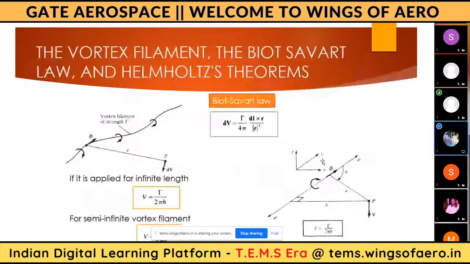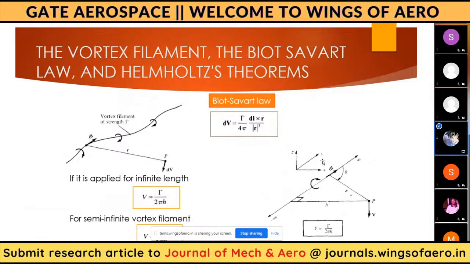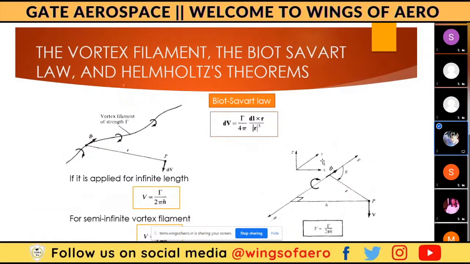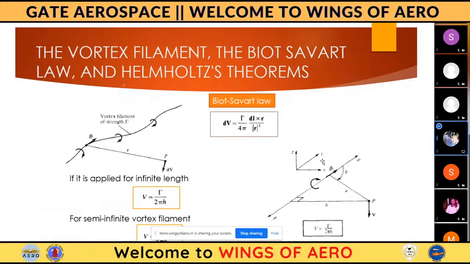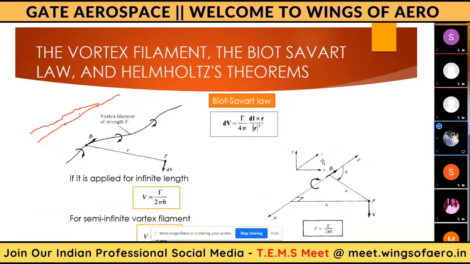Okay, then the next thing is the vortex filament, that's the Biot-Savart and Helmholtz theorem. We are going to see only the formulas for this, because there is no need for the derivation part. In the last session, I explained the vortex filament. The vortex filament, considered as a straight line having vortex flow induced at some point, is called a straight vortex filament.